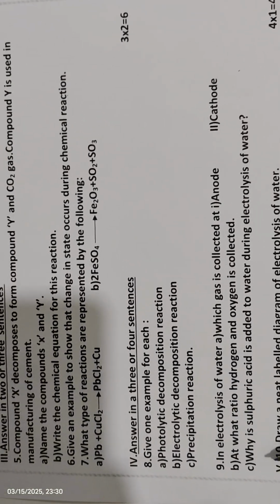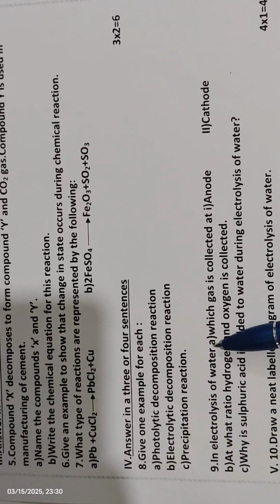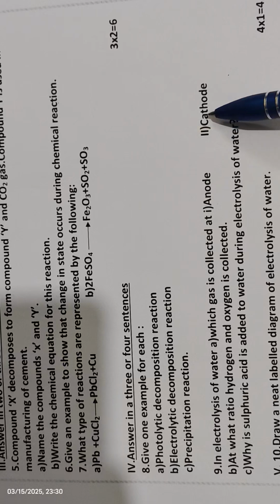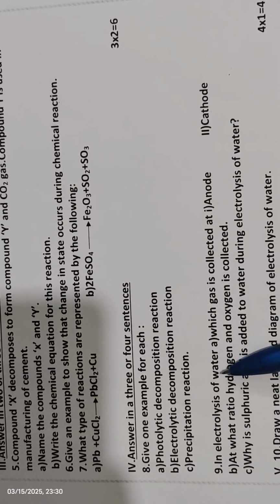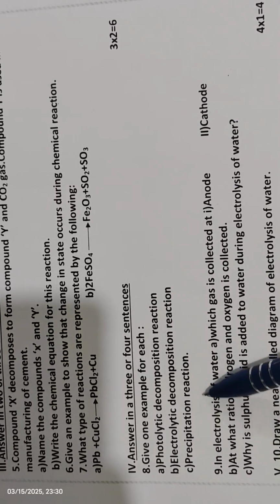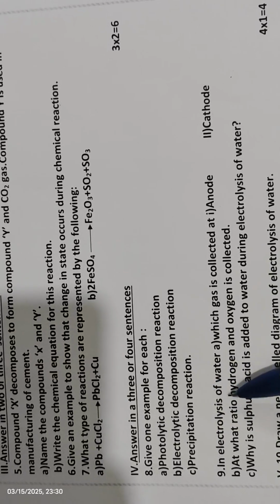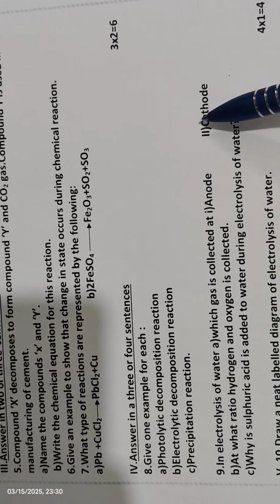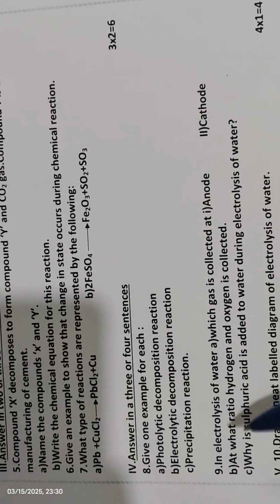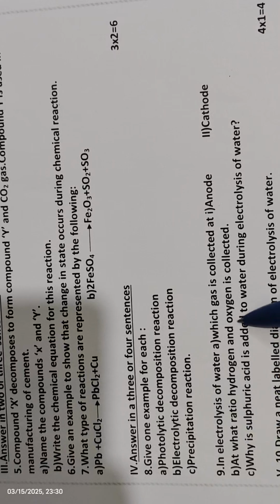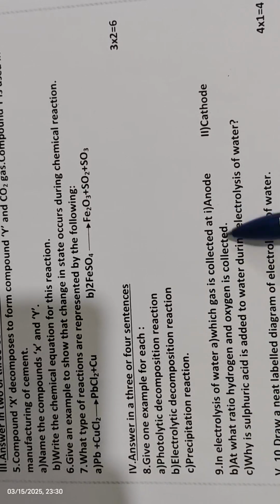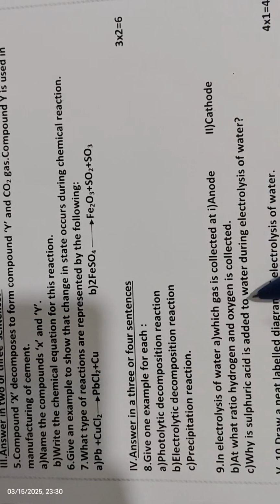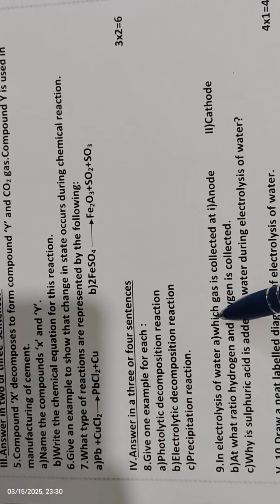So question number 9, what does it say? In electrolysis of water, which gas is collected at anode and cathode? The question is on the basis of electrolysis of water. So at electrolysis of water, what is going to be collected at anode and what is going to be collected at cathode? Second, in what ratio are hydrogen and oxygen collected, and why is sulfuric acid added to water during electrolysis of water? So this is a diagram based question also.